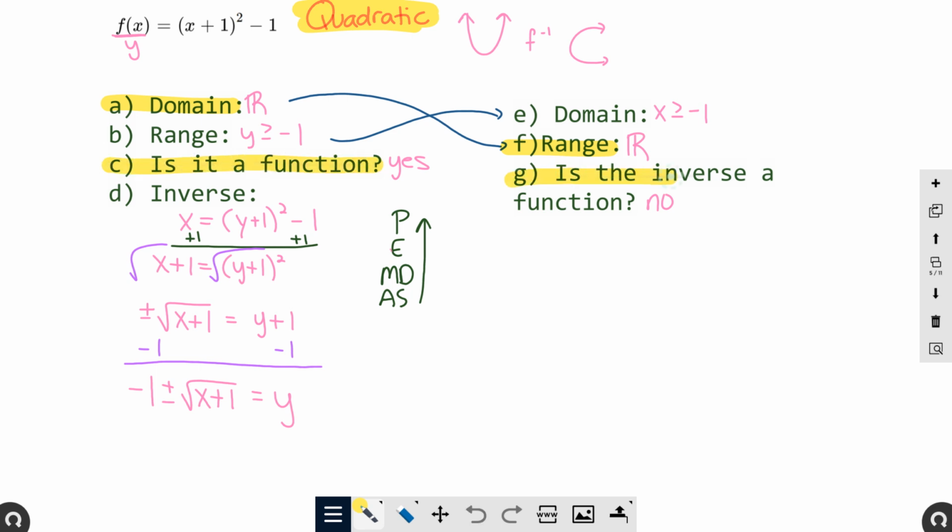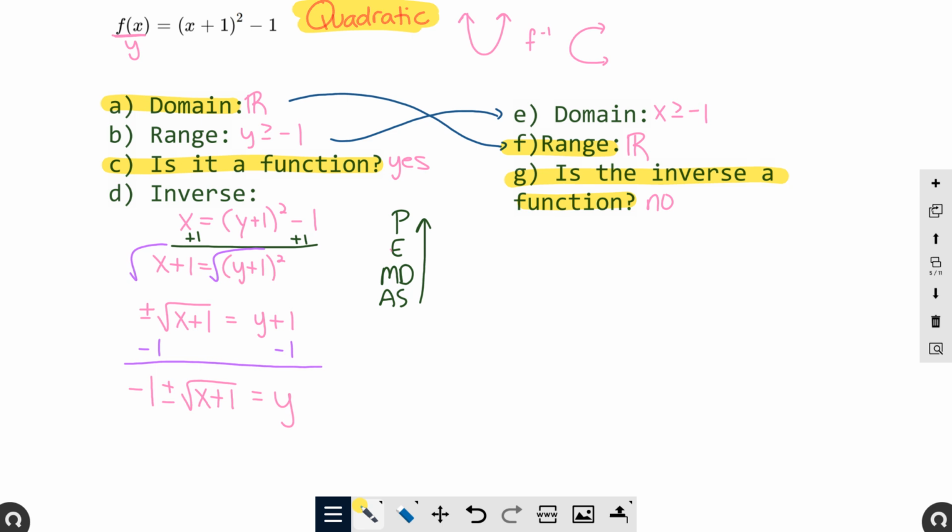So part C will always be yes and G will always be no. Because with a parabola, it's always a function, right? But when you do the inverse, it lays on its side. So is that a function? No. So domain, all real numbers. Is it a function? Yes. Then with the inverse, the range is all real numbers. Is the inverse a function? No.